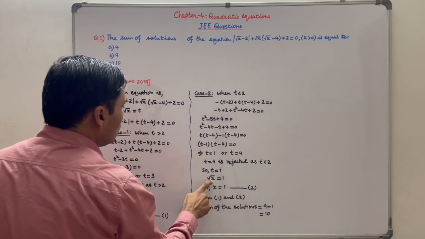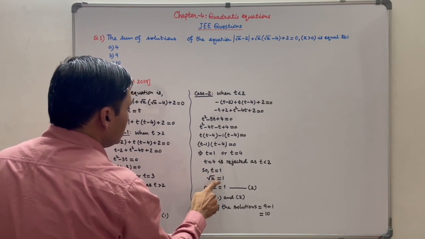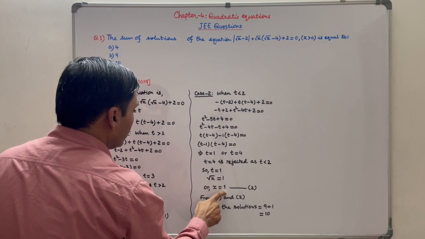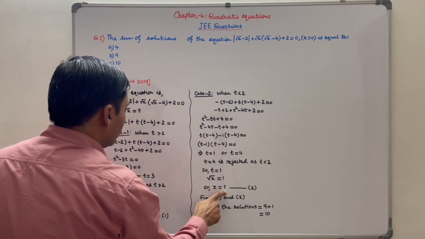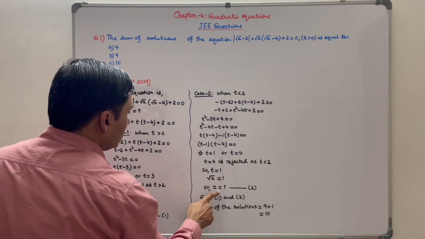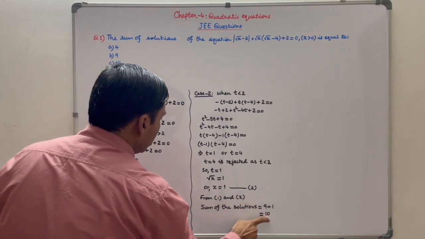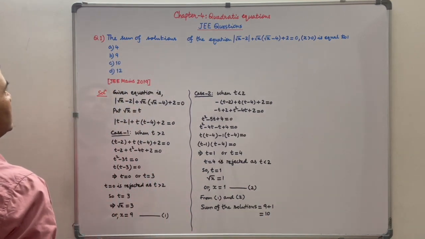t is equal to root x, so root x is equal to 1. Square both sides, so x is equal to 1. So we have got two solutions: x = 9 and x = 1. So the sum of solutions will be 9 + 1, and that is 10. So option C is correct.